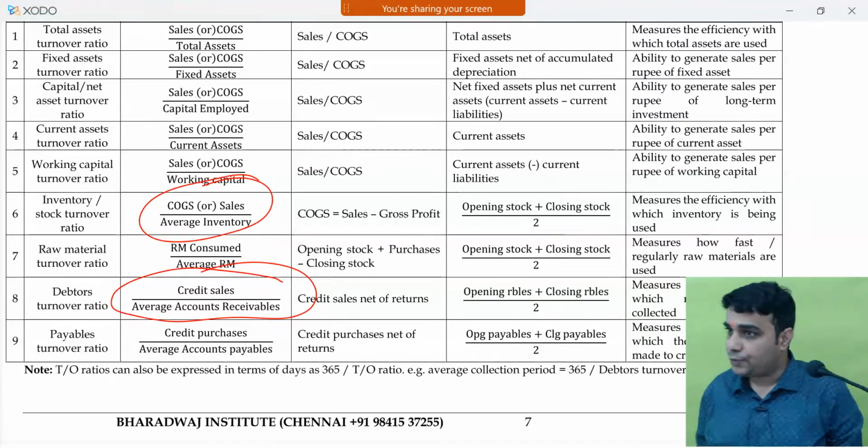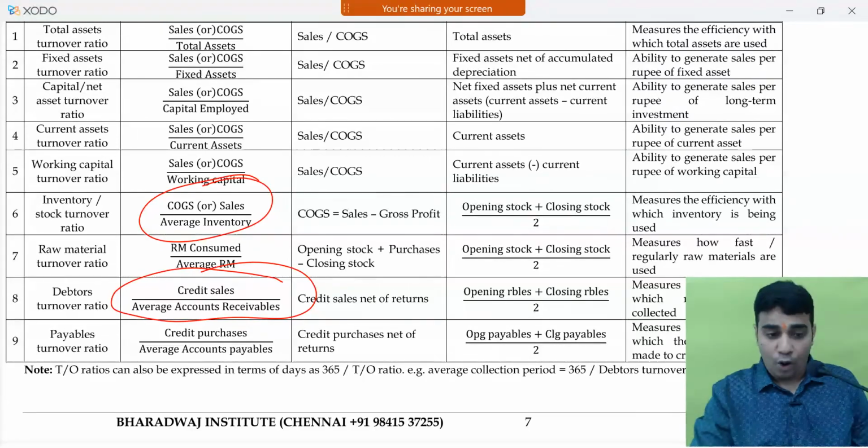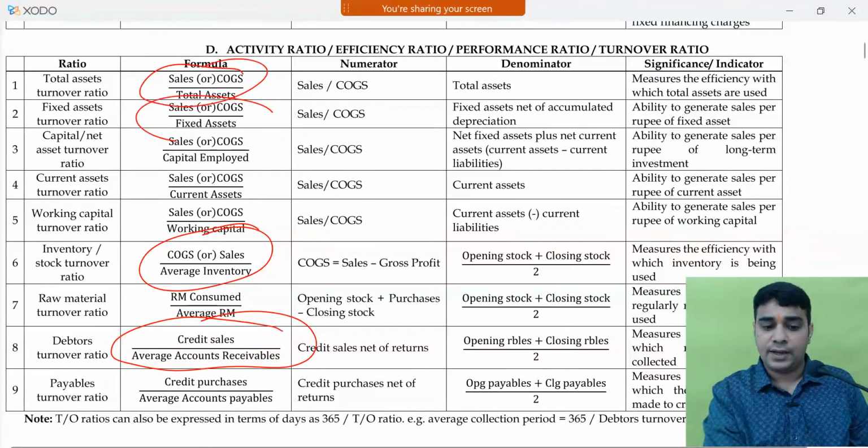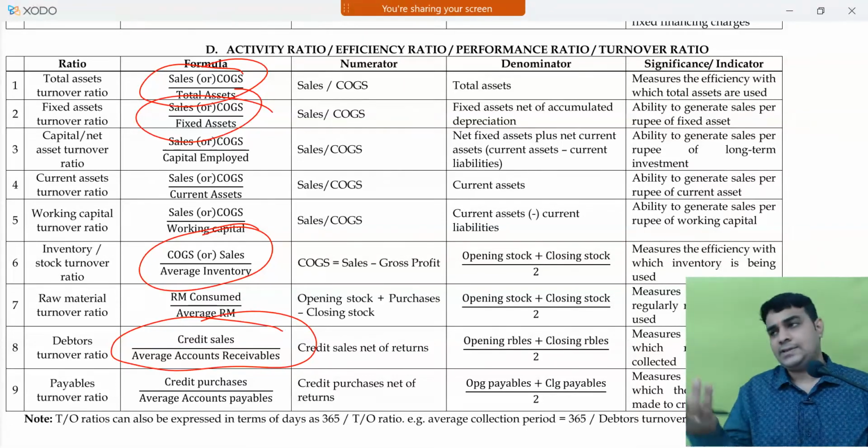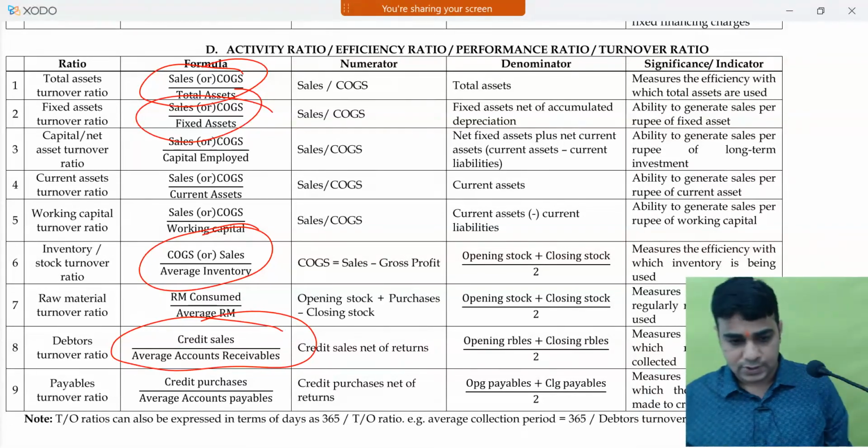If I have data, I'll have to take the average of debtors. All of these also you have to take the average, okay? Average fixed assets, average total assets, if you have data. If you have data, you have to take the average, else you take the figure for the year-end period and close it.